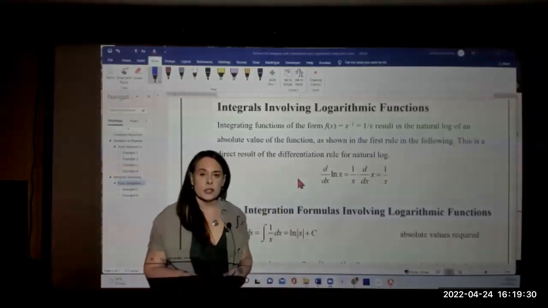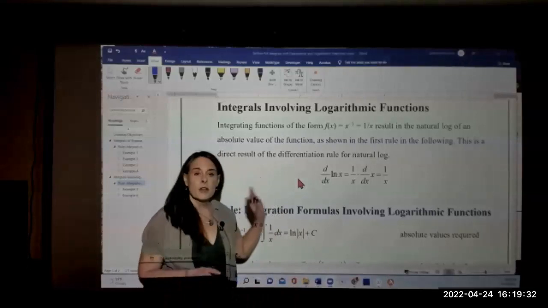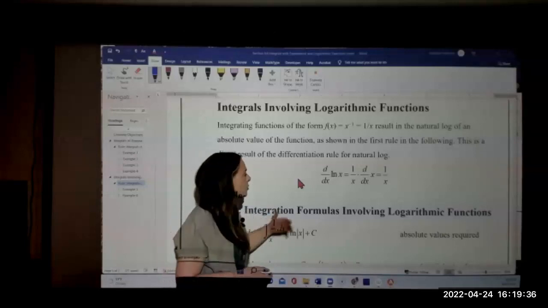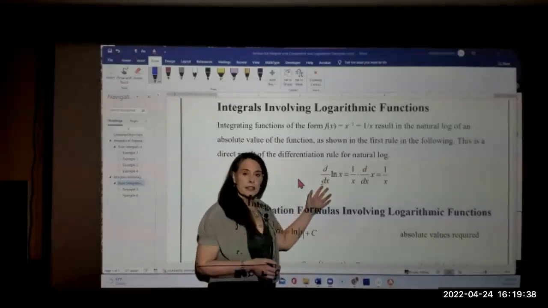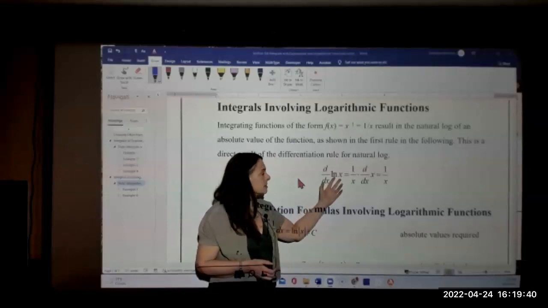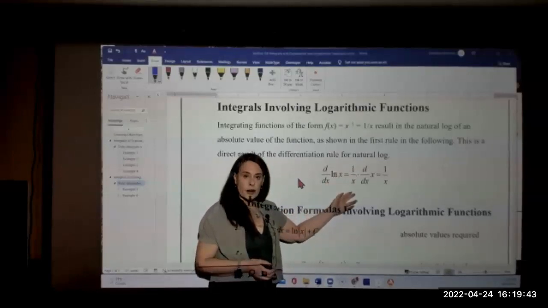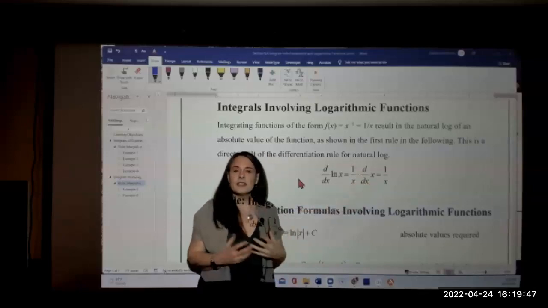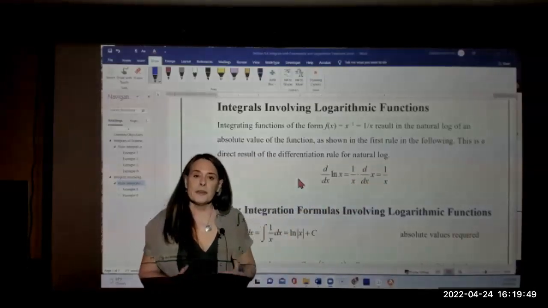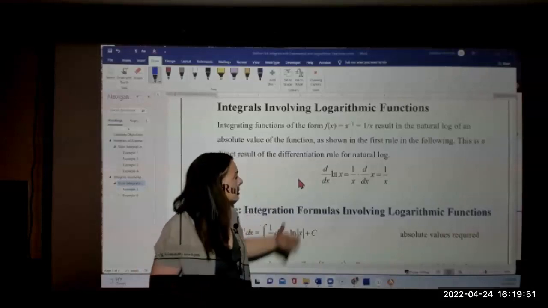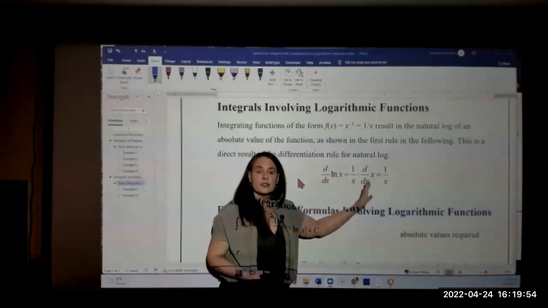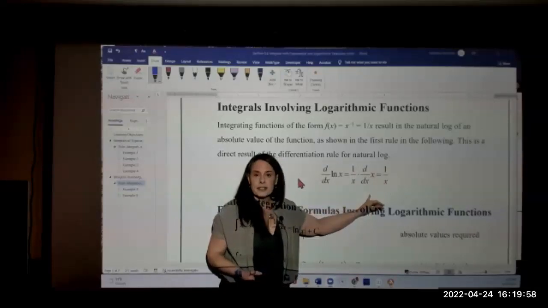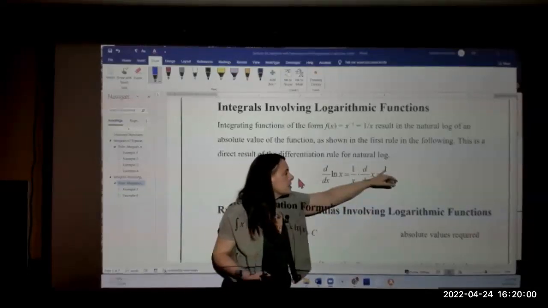Now we want to take a look at some integrals involving logarithmic functions. To remind us how we get these, remember that the derivative with respect to x of the natural log of x is equal to 1 over x times the derivative of the argument itself. This is the u form. The derivative of the natural log of u is 1 over u times the derivative of u with respect to x. Now the derivative of x with respect to x is just 1, so we end up with 1 over x.